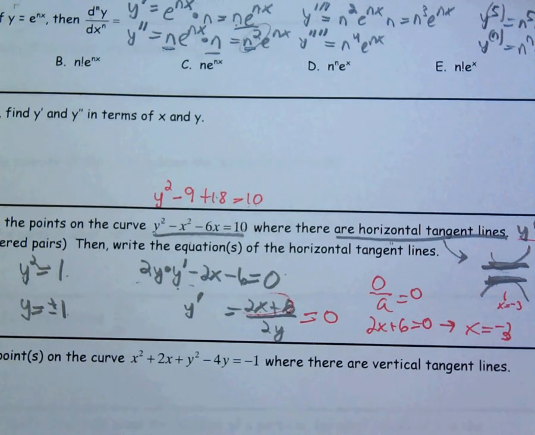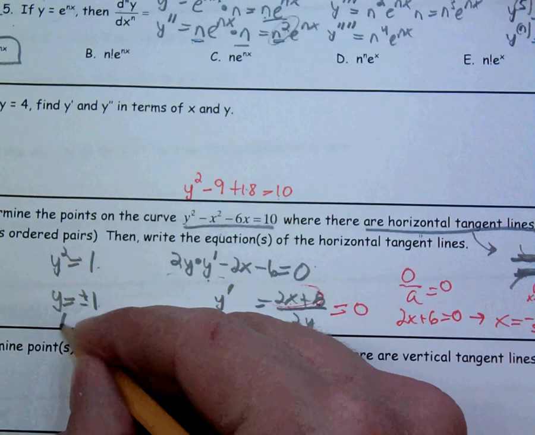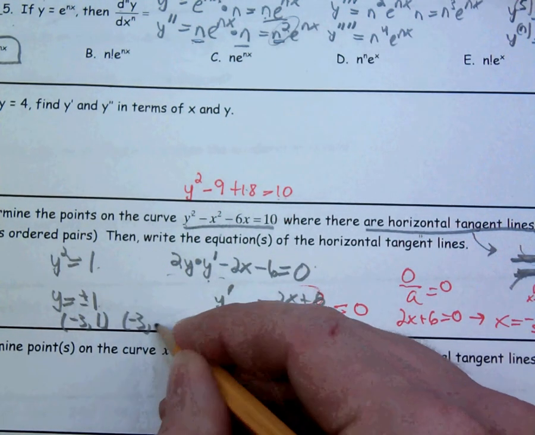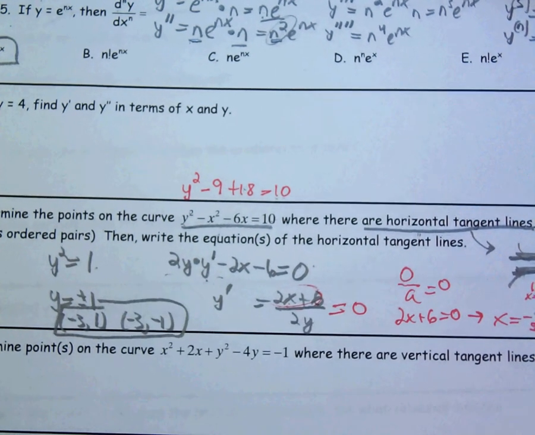So the points where the equation of the tangent line is going to be horizontal are negative 3, comma 1, and negative 3, comma negative 1. Those are the points where the lines are tangent.